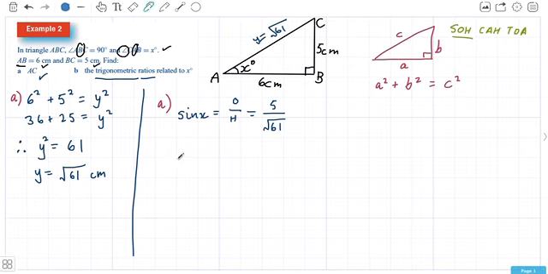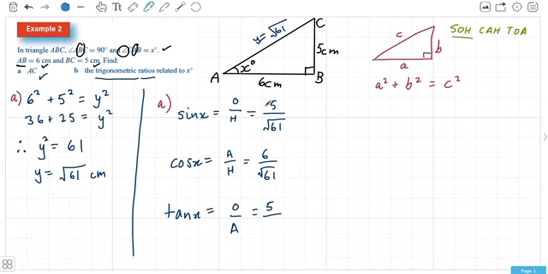The next one, cos x, adjacent over hypotenuse. So adjacent is 6 over root 61, and there's nothing else you can do with that as well. Tan, same thing, opposite over adjacent. In this case, the opposite, which is 5, over the adjacent, which is the angle that's next door. So 5 over 6.